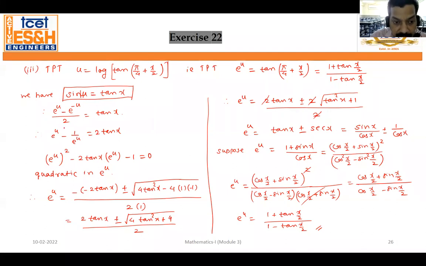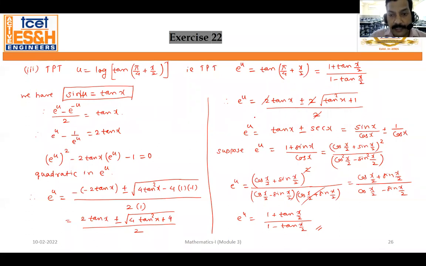तो देखो इसको मैंने सिंप्लीफाई करके मुझे मिला quadratic equation in e raised to u, and therefore by quadratic root formula my a becomes 1, my b becomes minus 2 tan x, and my c becomes minus 1. So by quadratic root formula, minus b plus minus root of b square minus 4ac upon 2a, what I'll get? Minus of b is minus 2 tan x plus minus under root of b square, that is 4 tan square x, minus 4ac. A is 1, c is minus 1. The whole thing is divided by 2a, that is 2 into 1. So we'll get 2 tan x plus minus root of 4 tan square x plus 4, divided by 2.